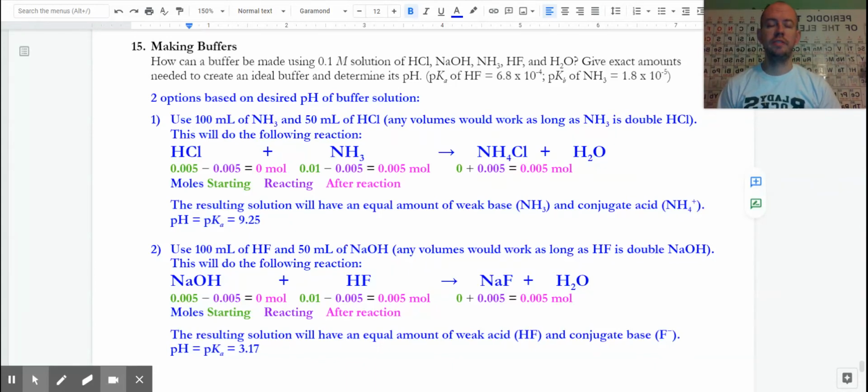We have reached the finish line of acid-base reactions and equilibrium and all of that. And question 15 puts a lot of this together. We're thinking about our definitions of strong and weak. We're thinking about it in terms of a reaction, maybe in terms of a titration. We're thinking about what a buffer is.